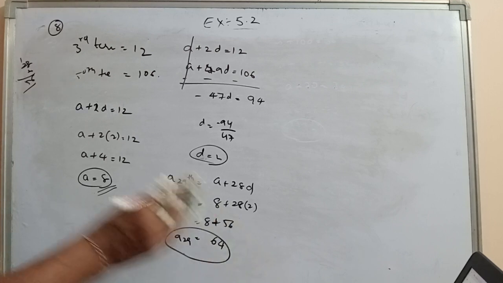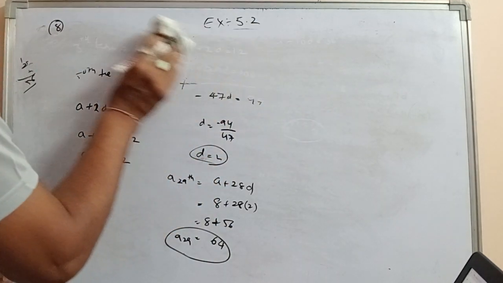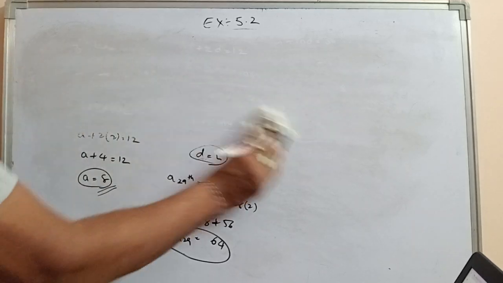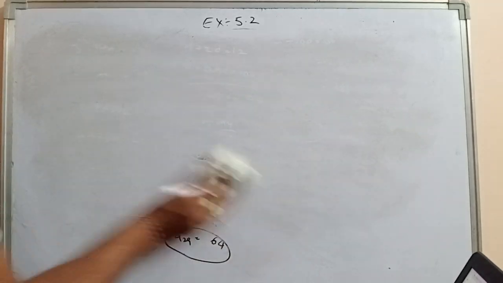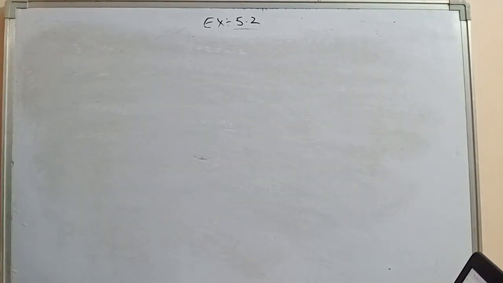In the same way, the ninth problem. In the ninth problem, it is given that if the third and the ninth term of an arithmetic progression are 4 and minus 8 respectively, which term of the arithmetic progression is 0? We have to find it.